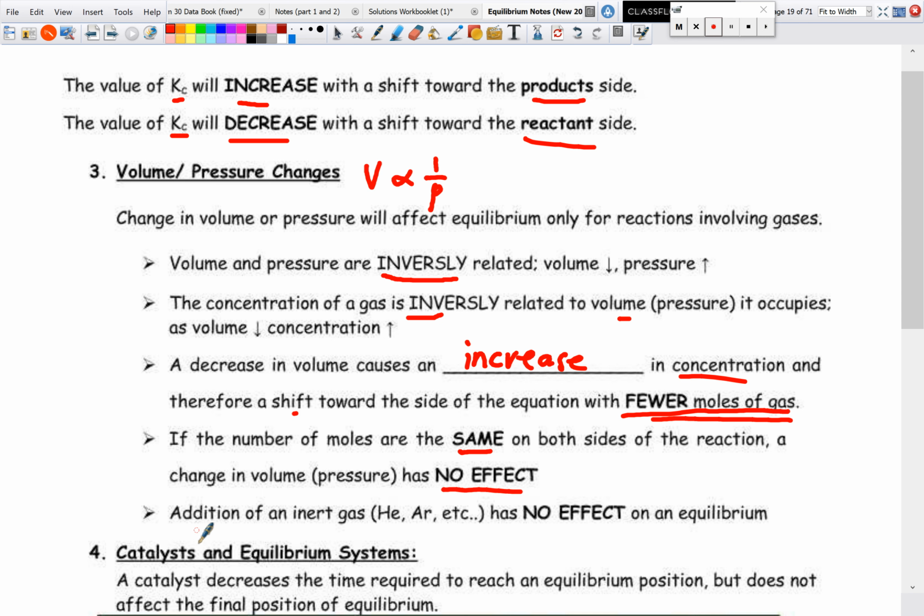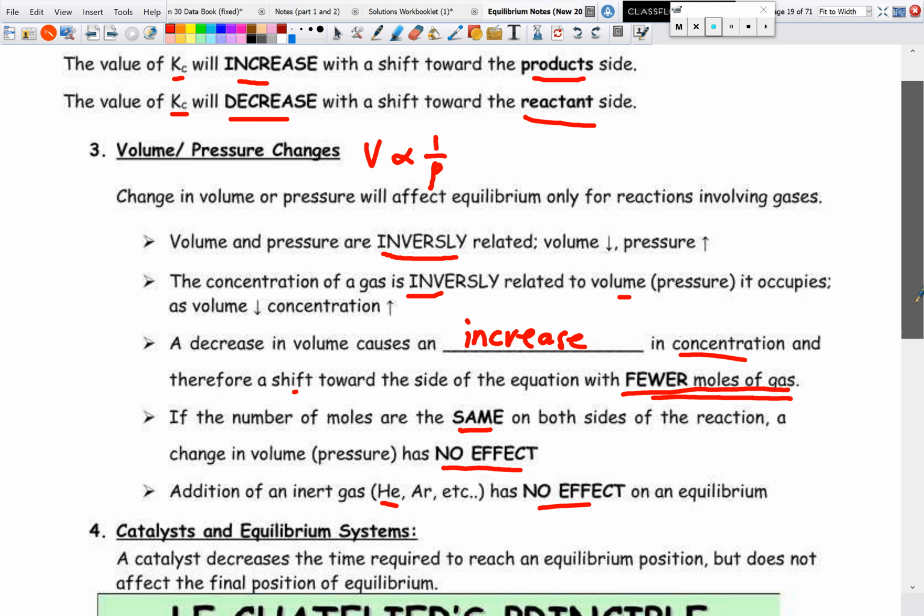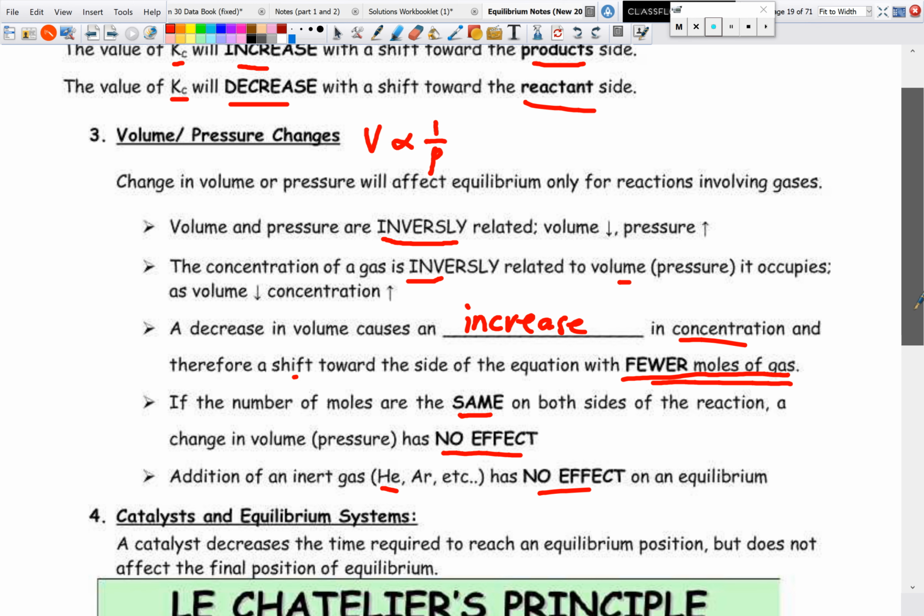And also, if you read a question where it says addition of an inert gas like helium or argon, it is not going to have any effect on equilibrium at all. Because if it's an inert gas, we're just adding another gas. We're not changing the volume, we're not changing the pressure, and we're not changing the concentration.